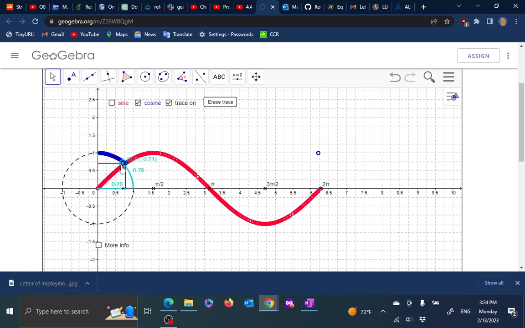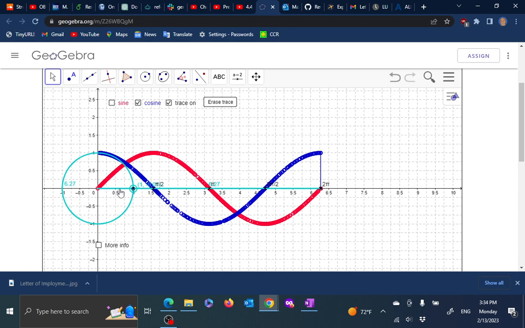So as I go around, you see cosine starts at 1. By the time I reach pi over 2, cosine becomes 0. By the time I reach pi, cosine has become minus 1. When I come to 3 pi over 2, cosine is 0. When I hit 2 pi, cosine comes back to 1. So that is the graph of cosine.